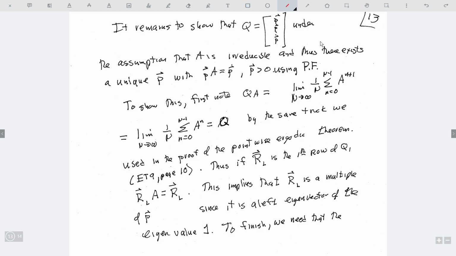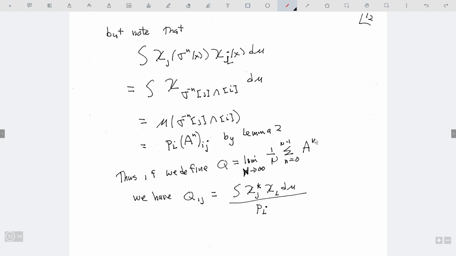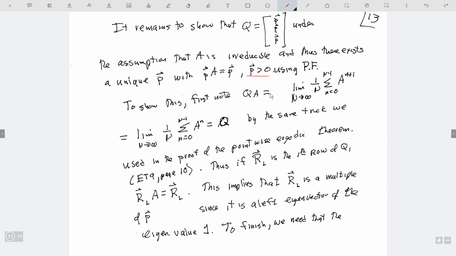All right, so now we haven't really used irreducibility, but here's where we pull it out. By irreducibility, there's a unique positive eigenvector for the eigenvalue 1 from the left. Now notice that Q times A just gives an extra A here. Remember, Q is this limit of these averages. And so we get an extra A, and this is a standard trick: if you increase the power here, you get the same limit on average. That was lecture 9, page 10. So we get QA equals Q.